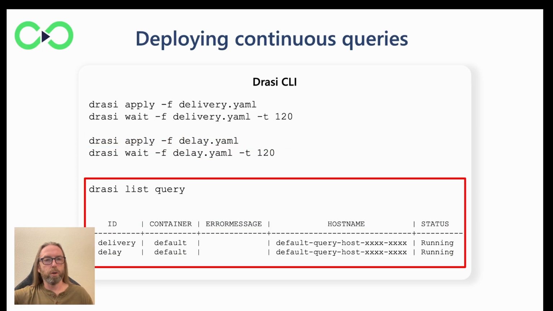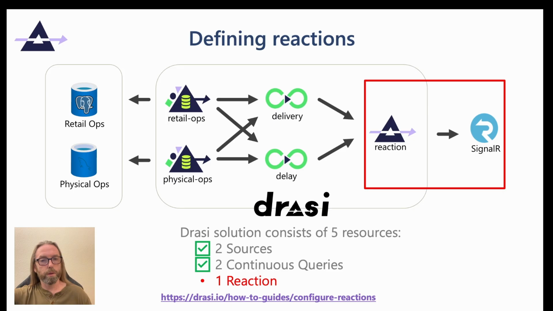And then just like we had Drasi list for sources, we have Drasi list for queries. You get a table showing all the deployed queries and the current status of each. If there are errors, they'll be in here, so you can investigate them. Okay, so we've got sources deployed and we've got continuous queries deployed. So the only thing we have left is the reaction.